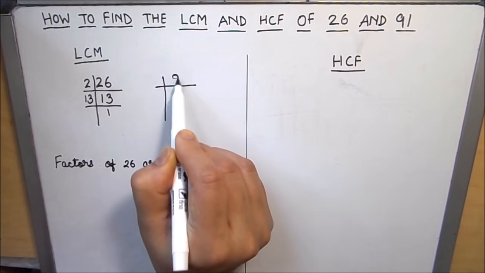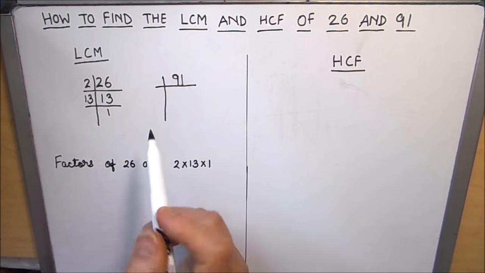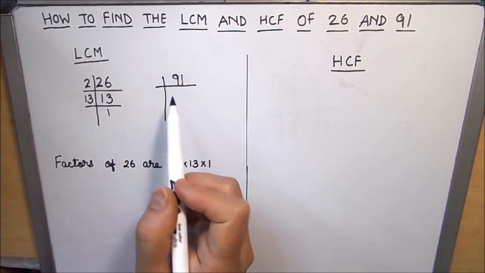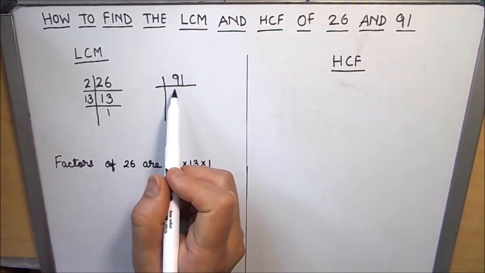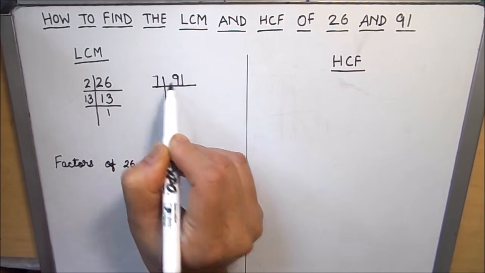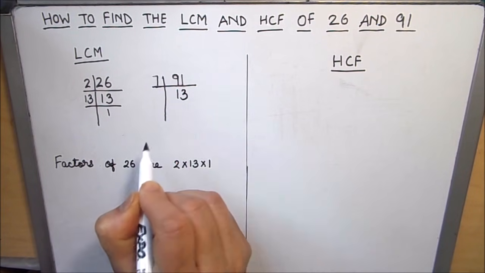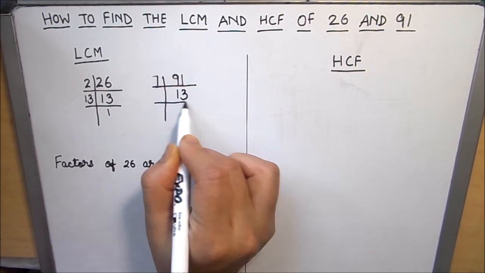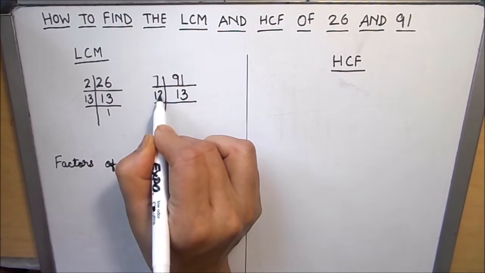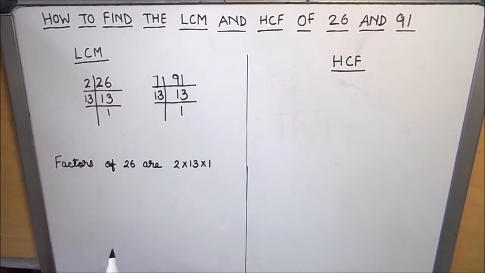Now we will find the factors of 91. So we will write 91 and start dividing it. As it is an odd number, we will first try with 3. So it's not possible. Then we will try with 7 now. So I think 7 is possible. Yeah. So 7 times 1 and 7 times 3. Now again we are getting 13 here. So it is a prime number and it is divisible by only 13.